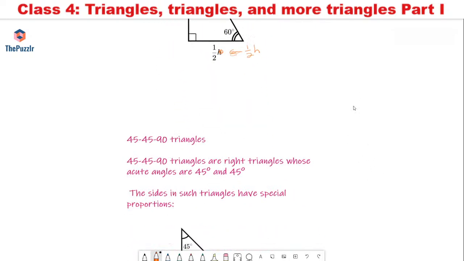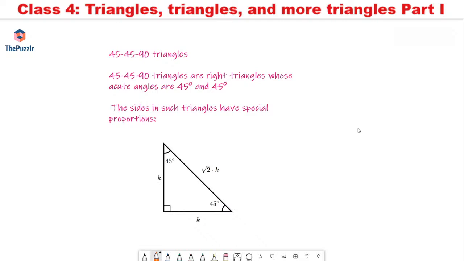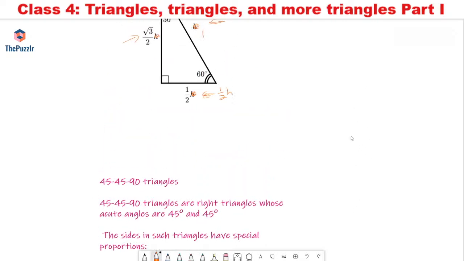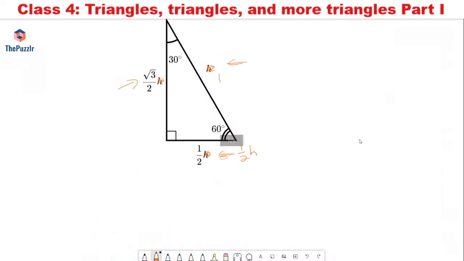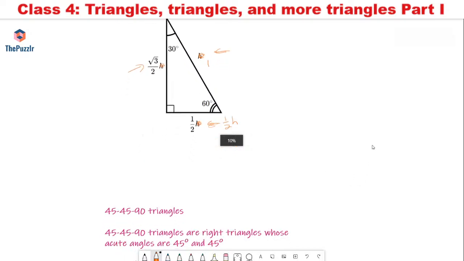This and the next type, which is a bit easier, 45-45-90 triangles. By the way, one more thing. If you want to check this, go ahead. Square 1/2 h and square root of 3/2 h, add them up and you'll get h squared, which is what you're supposed to get.